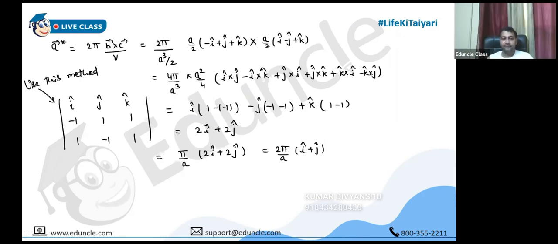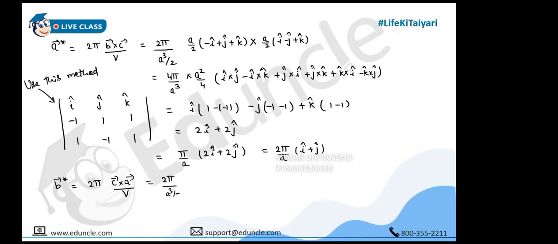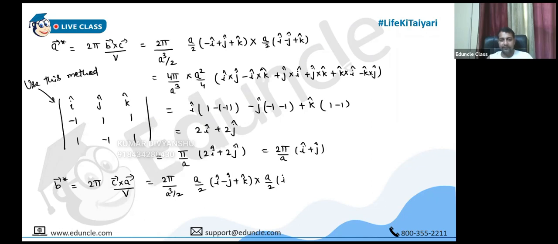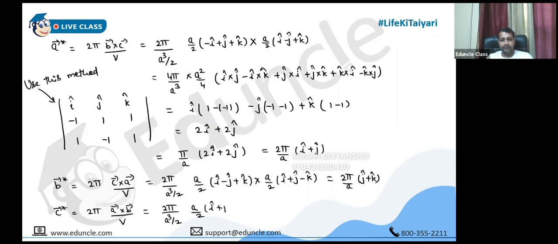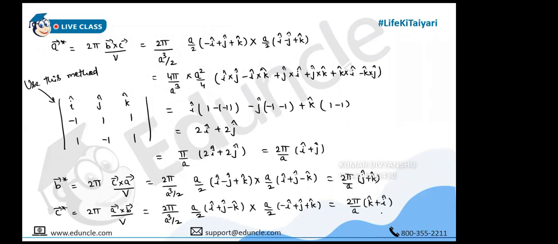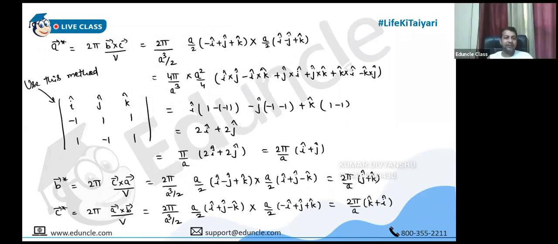Now, similarly, you can get b star. What is the value of b star you are getting? That's 2 pi by a, j plus k. Yes. So now I won't be solving this one; I will be writing directly. So this will come out to be 2 pi by a, j plus k. And similarly, c star is 2 pi by a, i plus k. Please check, everyone.